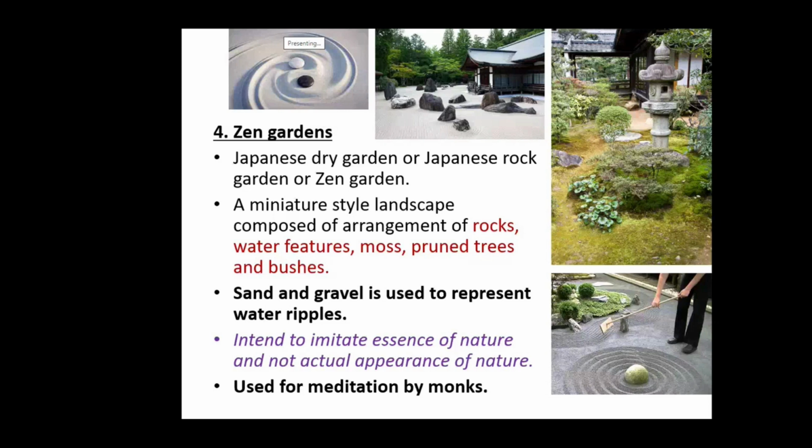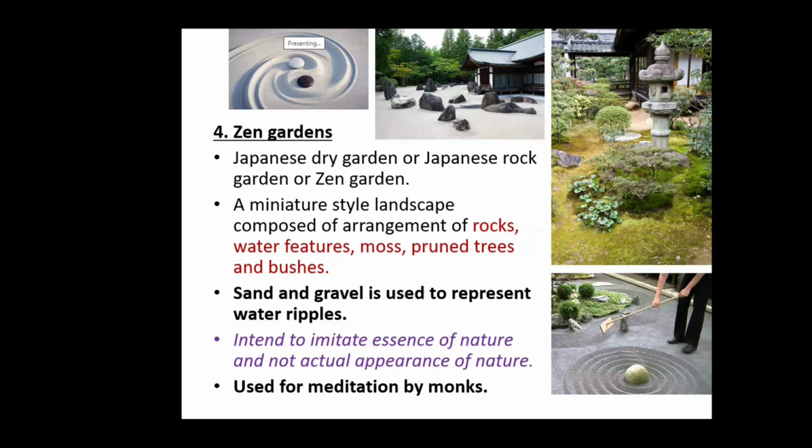And the fourth one is the Zen garden. This is a Japanese garden, also called a Japanese dry garden, rock garden, or Zen garden. So why the name? Zen garden, rock garden or dry garden, because here the plant component is relatively less. Rather, it has its own unique style. Somewhere you can see rocks or water features and pruned trees and bushes, so not much vegetation as we expect in other gardens.